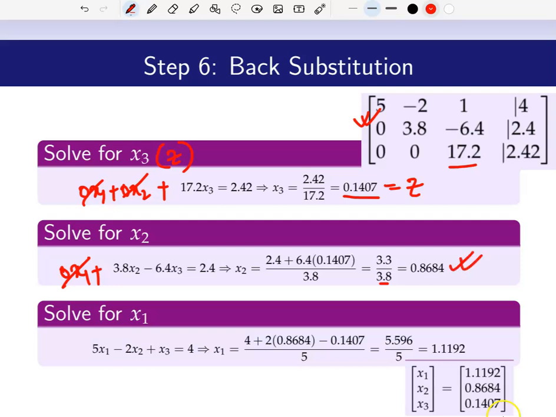Now from the first equation we'll get x1. So 5x1 plus minus 2x2 plus x3 is equal to 4. So x1 is nothing but 4 plus 2 into x2, where x2 is 0.8684, minus 0.1407, because here we are plugging in x3, and we'll get 5.596 by 5. So that is nothing but 1.1192. So ultimately x1, x2 and x3 are 1.1192, 0.8684, and x3 is 0.1407.